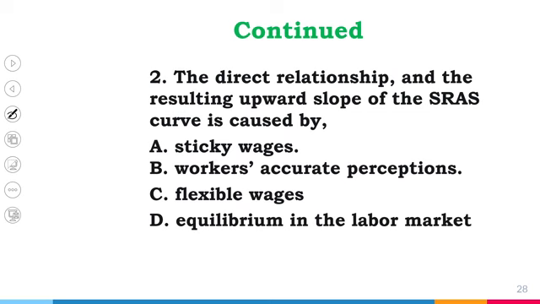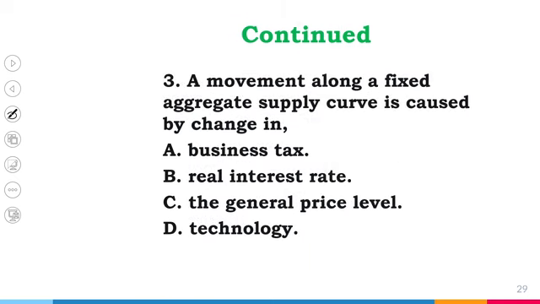Question number 2. The direct relationship and the resulting upward slope of the short run aggregate supply curve is caused by A. sticky wages, B. workers' accurate perceptions, C. flexible wages, D. equilibrium in the labor market. Question number 3. A movement along a fixed aggregate supply curve is caused by change in A. business tax, B. real interest rate, C. the general price level, D. technology.